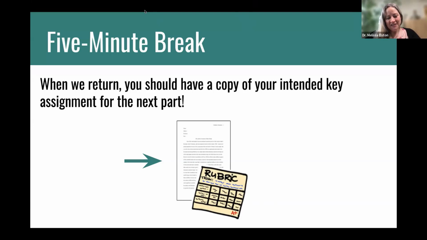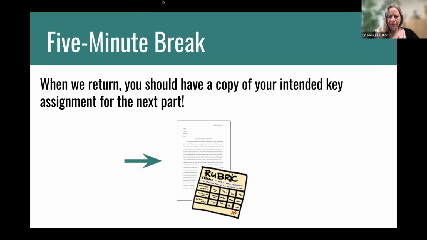I hope everybody had a good break, and we're going to actually get into the workshoppy part of today's program. So in order to do this next part, you're going to want to have a copy of the assignment that you think you want to use as your key assignment this year. Those who've done this before, you probably know what's coming. And so what we're going to do is go through criterion by criterion and just have a little conversation with some colleagues about whether your assignment reflects that criterion.